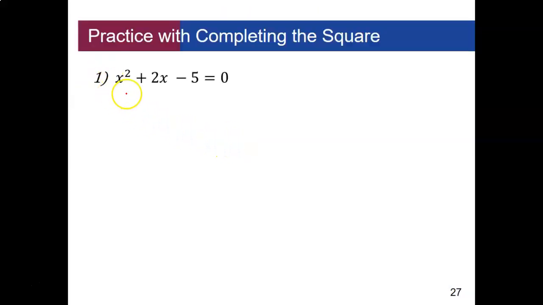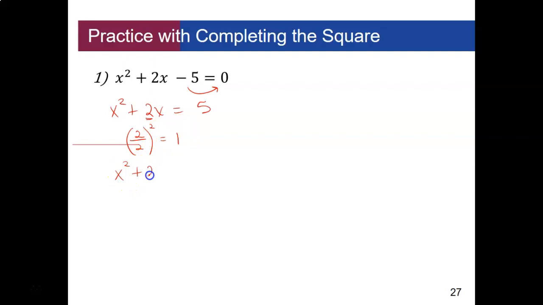Okay, here's one that we're going to do by completing the square, and it does not have a leading coefficient. The first thing we want to do is move the 5 over. So we're going to have x squared plus 2x equals 5. There's no leading coefficient to factor out, so we're going to take our b, divide it by 2, and square it. So 2 divided by 2, squared, is going to give me 1. So this is what we add to both sides.